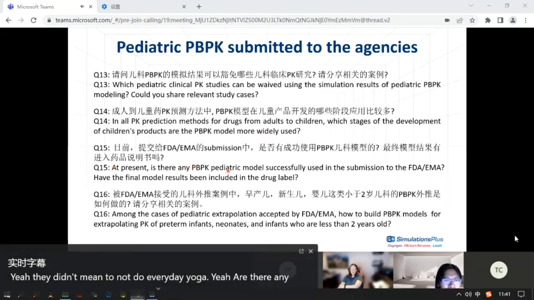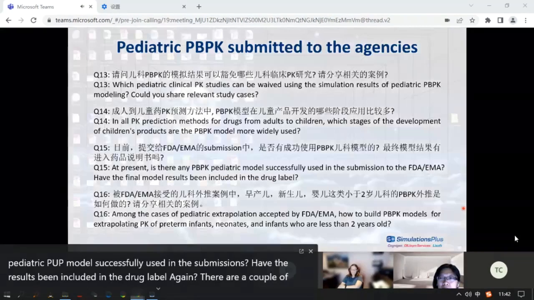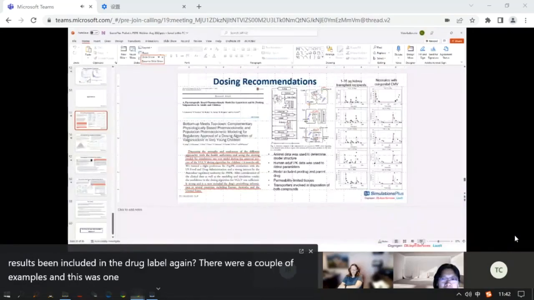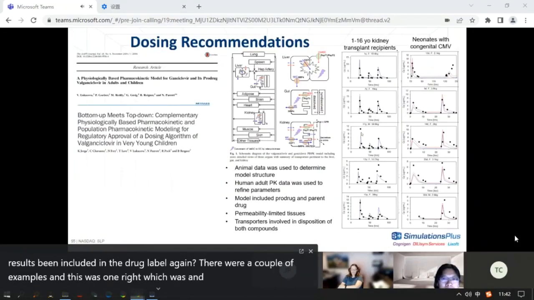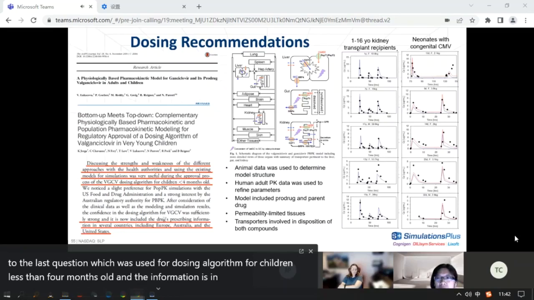Are there any pediatric PBPK models successfully used in the submissions? Have the results been included in the drug label? Again, there were a couple of examples, and this was one, and this actually goes also to the last question, which was used for a dosing algorithm for children less than 4 months old. And the information is in the labels, in the drug prescribing information.